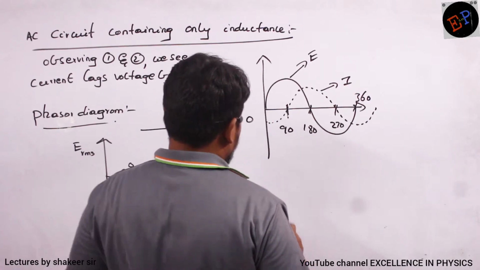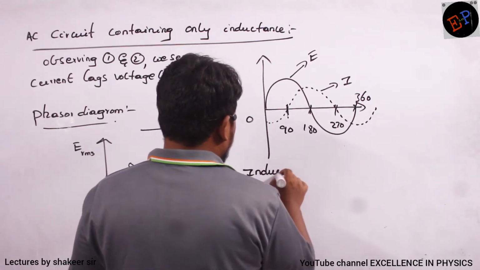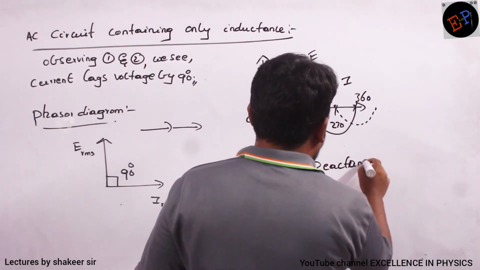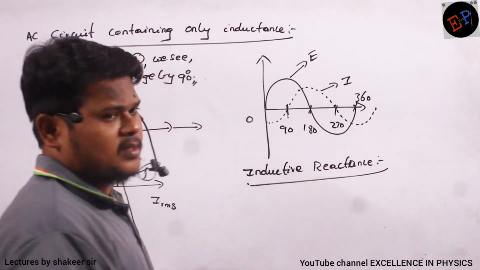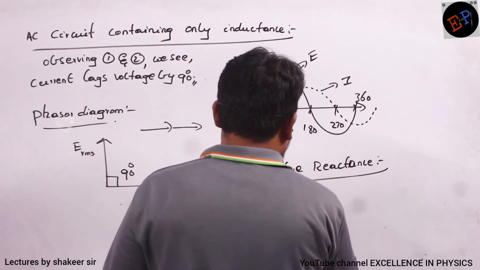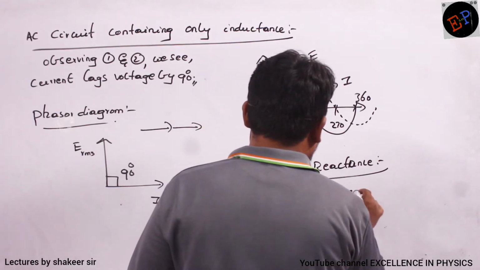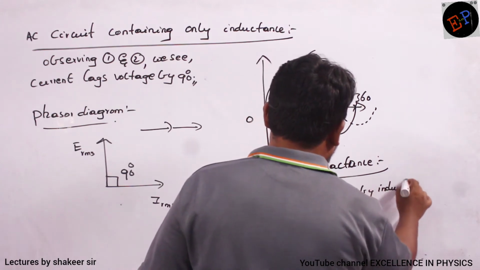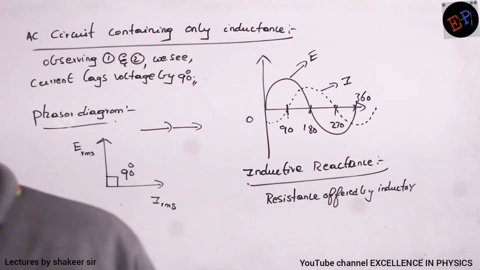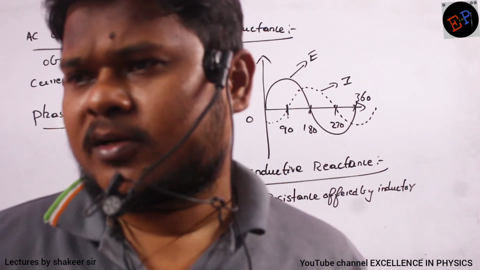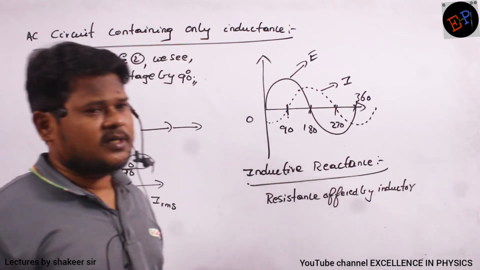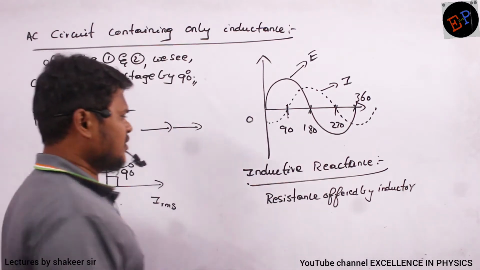So, inductive reactance. The next concept which we are studying is inductive reactance. In general terms, we say resistance offered by the inductor. Okay? Actually, an inductor doesn't consume energy, but it will delay the rise or fall of current. So it also gives some resistance. So that resistance offered by the inductor is called inductive reactance, given by XL.